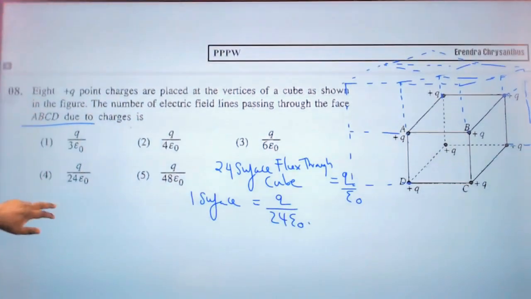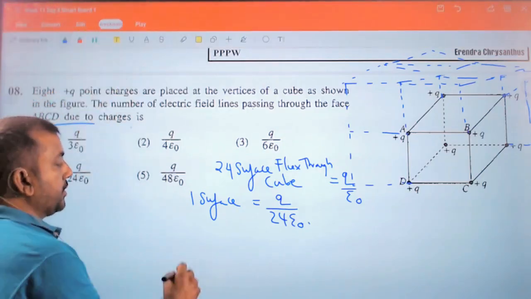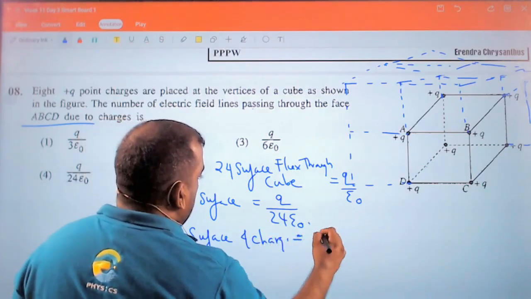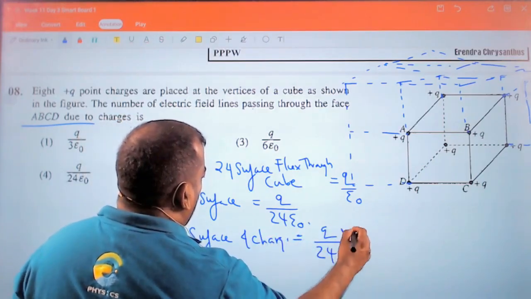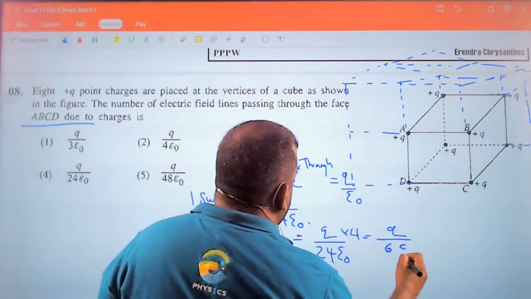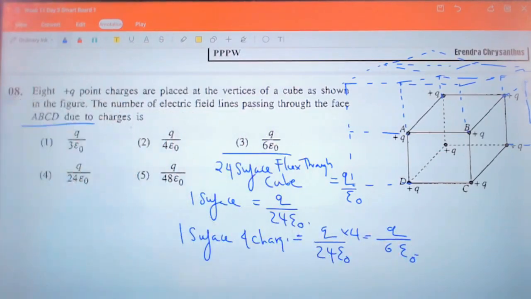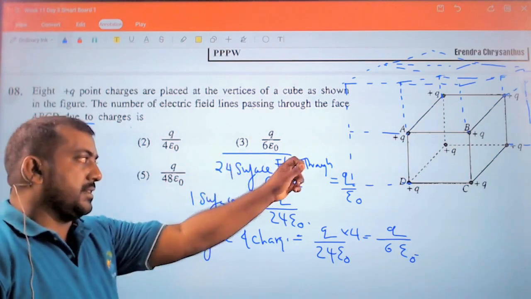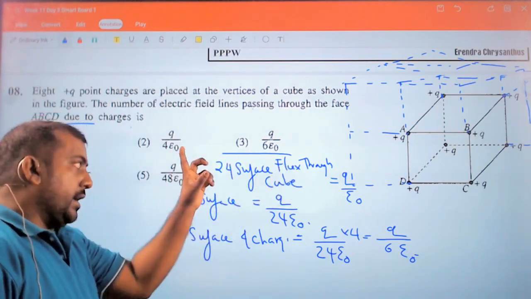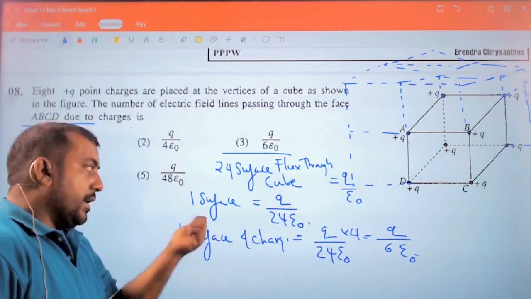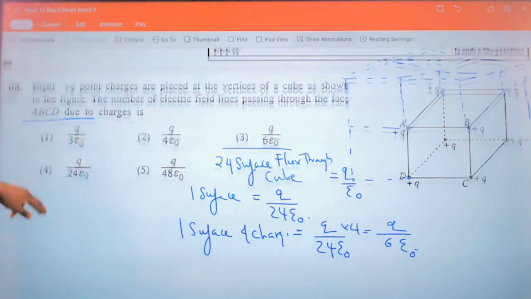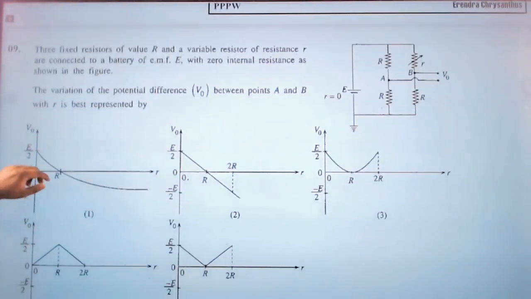Here they are asking how many charges are there? 4 charges. One surface, 4 charges. Simple Q over 24 epsilon naught times 4. Q over 6 epsilon naught. Correct answer is answer number 3. One charge, 24 surfaces, Q over epsilon naught. Through one surface, Q over 24 epsilon naught. One surface, 4 charges, multiplied by 4. You can simplify and get the answer. Right.